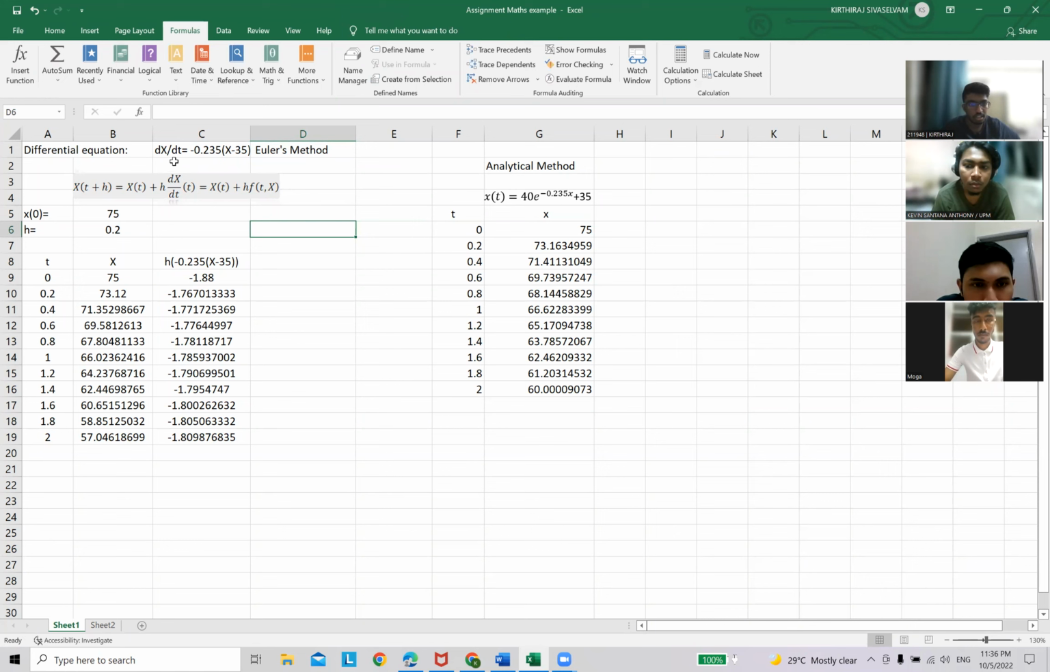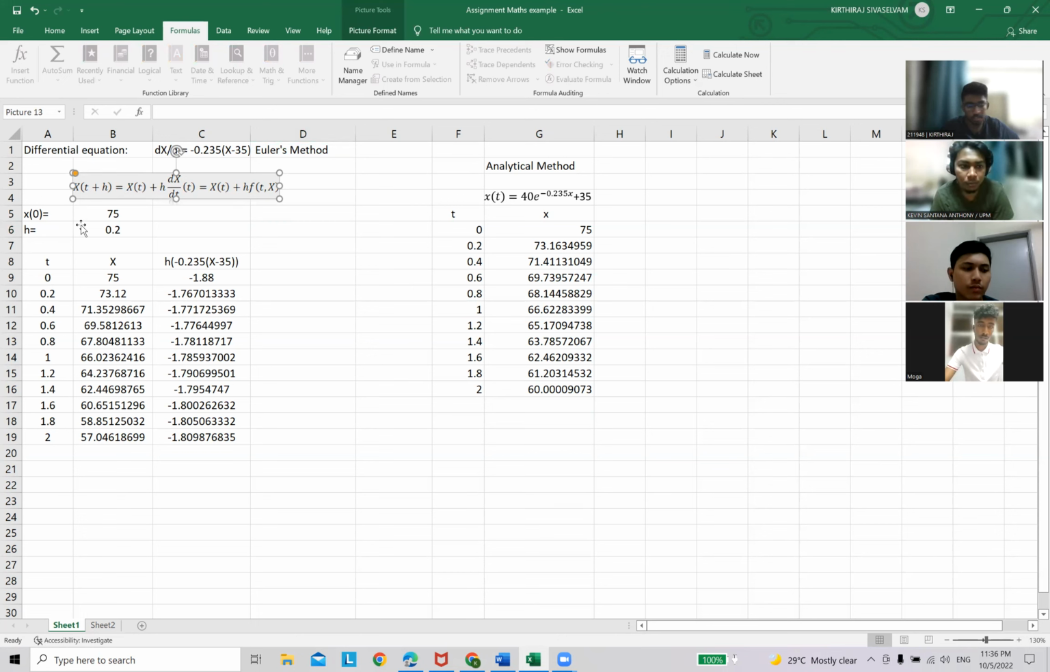So now we have the differential equation dx over dt equals negative 0.25, which is the k, times (x minus the surrounding temperature, 35). And then we use the equation of Euler's method to find the value of the temperature at a given time of 2 minutes. Using Euler's method at 2 minutes with an increment of 0.2 and substituting these values, you will get 57.046 degrees.